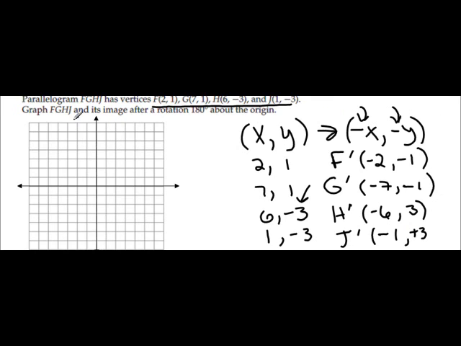Okay, so just pause the video, take a second, and plot those points. Make sure it looks like mine after you're done. Okay, so when you graphed FGHJ, this is the pre-image, and then F prime, J prime, H prime, and G prime. This is the rotation of 180 degrees.